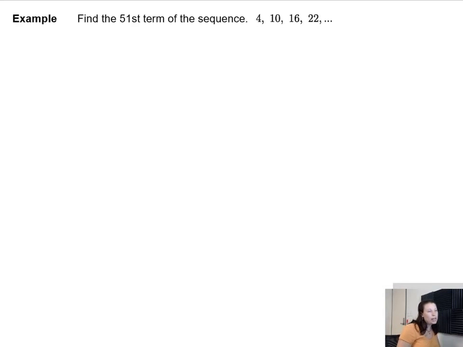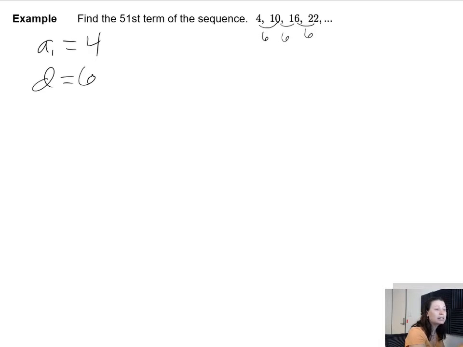All right, so now find the 51st term of the sequence. First, we need to figure out a few things. The first thing is a1 is equal to 4, that's the first term. The second thing to think about is the common difference. Here, 4 to 10 is 6, 10 to 16 is 6, 16 to 22 is 6, so the common difference is 6. Always check it a couple times at least to make sure that it stays consistent.